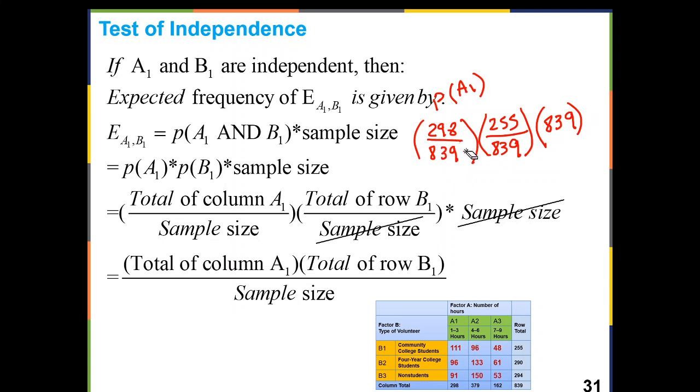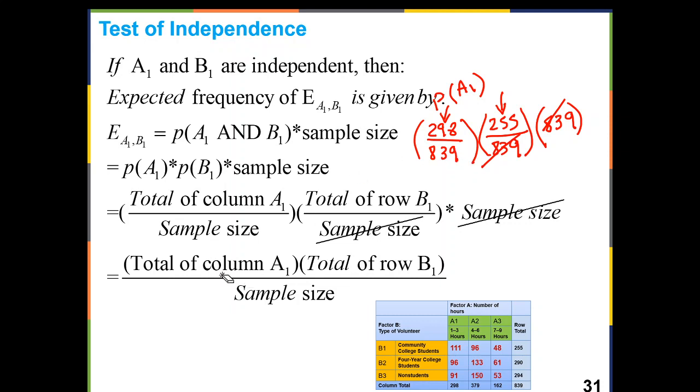Now we're going to calculate this number for every cell. But this looks a little tedious. Can we find an easier formula? And the answer is yes. To find the expected value for every cell, all you have to do is what? Take the total in the column and take the total in the row, multiply them, and then this cancels that. Looks like you just have to divide by the total surveyed, right?